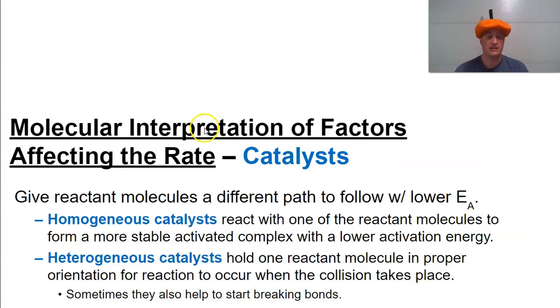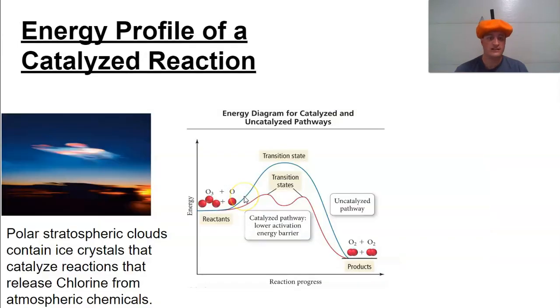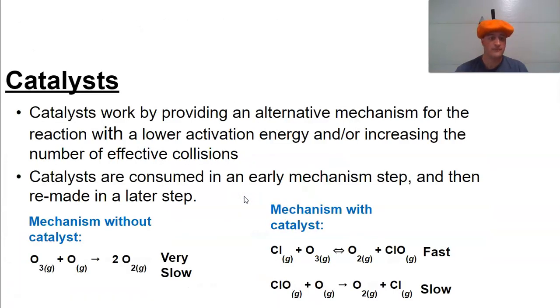Now, again, the molecular interpretation of factors concerning catalysts. In a homogeneous catalyst, they react with one of the reactant molecules to form a more stable activated complex, which then will help lower activation energy. So this is given in the sense like here, where we have all gases, right? All gases, homogeneous, this gaseous one creates an intermediate, and that intermediate is going to be able to be used. So because it goes to an intermediate, it lowers energy.